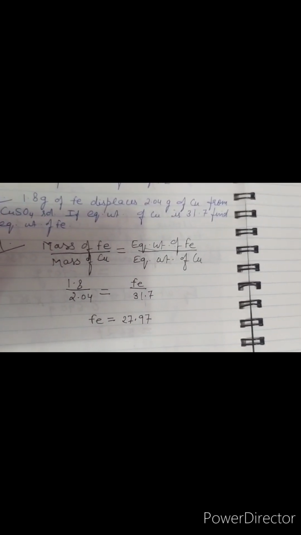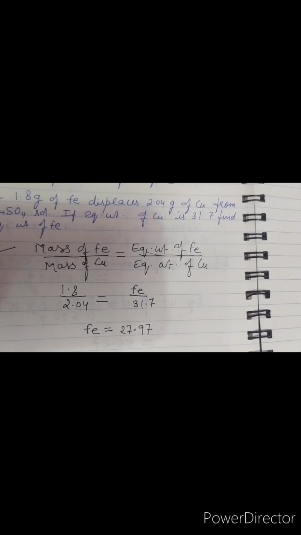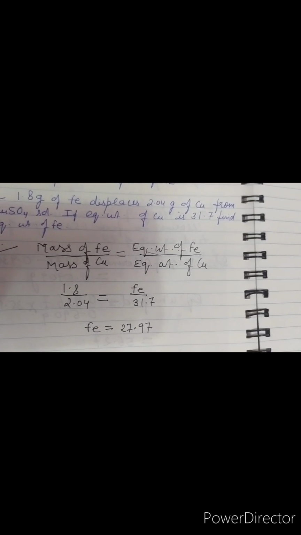Okay, so these are the 5 methods, and the 6th method we will discuss in the next video. That is the last method of determining equivalent weight, the double decomposition method.